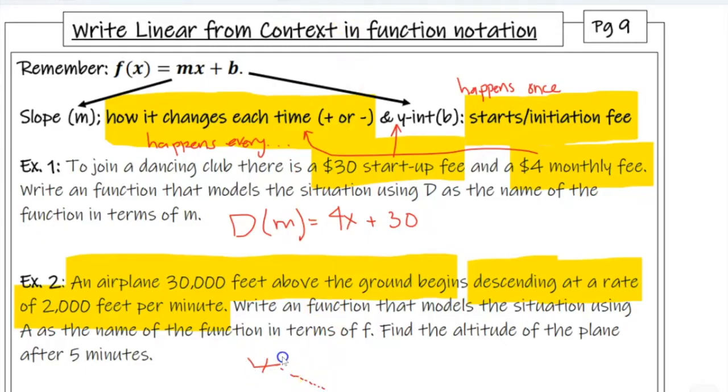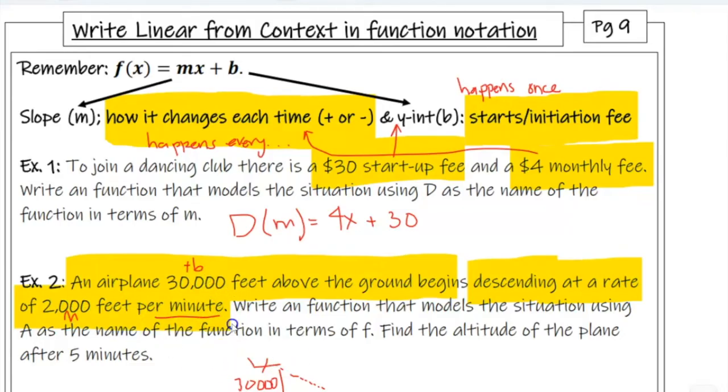So it starts off at 30,000 feet above. Okay. Is it going to be at 30,000 feet above after a minute? No. So this is the one that happens once. So this is my plus b. And then descending at a rate of 2,000 per minute, that's going to be my m. Every minute, it's doing something.